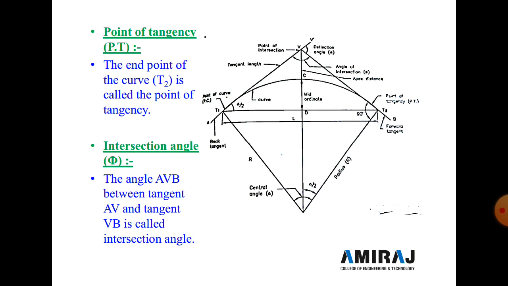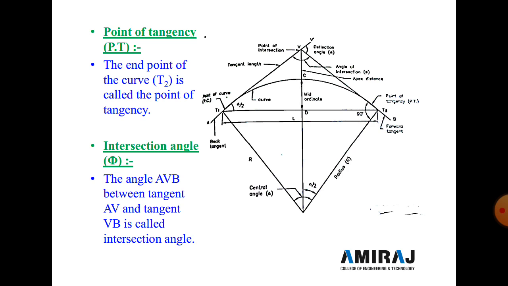Now next is the point of tangency. So what is the point of tangency? The end point of the curve, the T2 point, is known as the point of tangency, also known as PT. Clear? In short form it is PT.